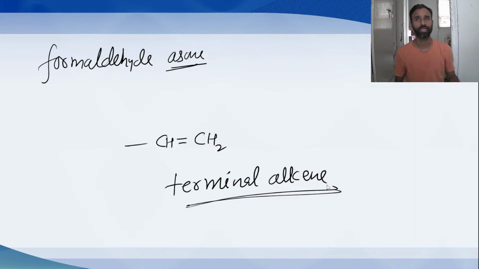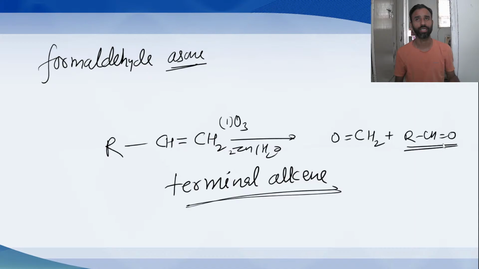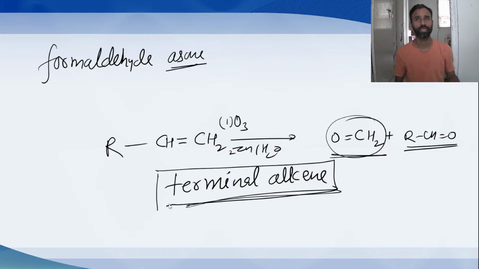Darsha, got it? So the question is, ozonolysis of an organic compound gives formaldehyde as one of the products. That indicates that it is a terminal alkene, because one of the products is CH2 double bond O and the other is whatever it may be. Okay, so if one of the products is formaldehyde, then it is a terminal alkene. Its double bond is at the end of the carbon chain. Got it?